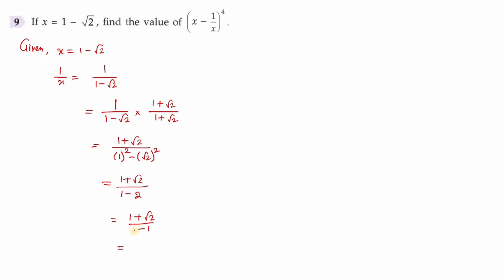So can I write this as minus 1 minus root 2? Yes, very much. So the value of 1 by x is minus 1 minus root 2. Therefore, we'll find out what is x minus 1 by x first. So x is 1 minus root 2, minus 1 by x is minus (minus 1 minus root 2).